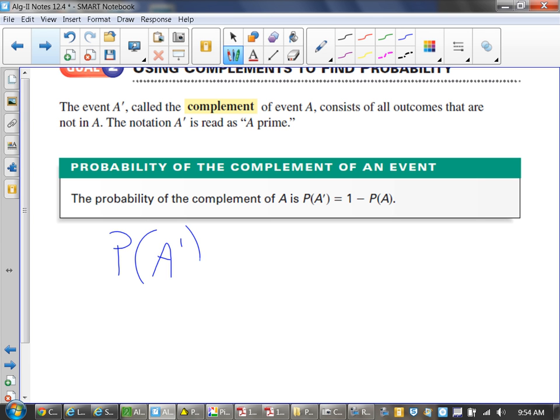So the complement of something, prime. Well, probabilities are always between 1 and 0. The complement is just 1 minus the regular probability. So if we had the probability of getting a heart, the probability of not getting a heart, well, what's the probability of a heart? 13 out of 52. This would be 1 minus 13 out of 52.